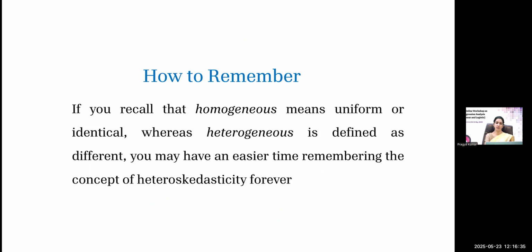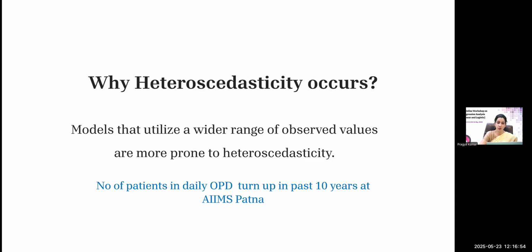So how to remember? Homogeneous means uniform or identical, whereas heterogeneous means different. So for the concept of homoscedasticity, remember, if it is homo, that means it is uniform. The variances are uniform. If it is hetero, that means the variances are not uniform. So now again one question, why this heteroscedasticity?